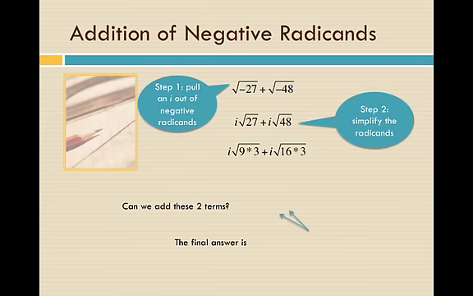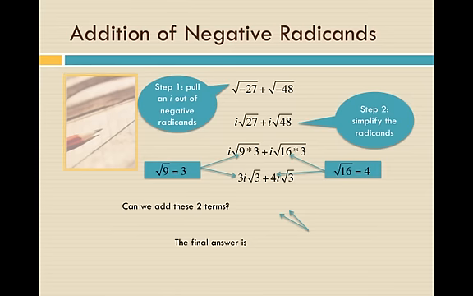And I know that 48, as we saw from the previous slide, is 16 times 3. And I can plug square root of 9 in my calculator and get a nice number like 3. And I can plug square root of 16 in my calculator and get 4. All right, so then I can rewrite these as 3i the square root of 3 plus 4i the square root of 3. Okay, so again, the square root of 16 becomes 4, and the square root of 9 becomes 3. Okay, so can we add these two terms?